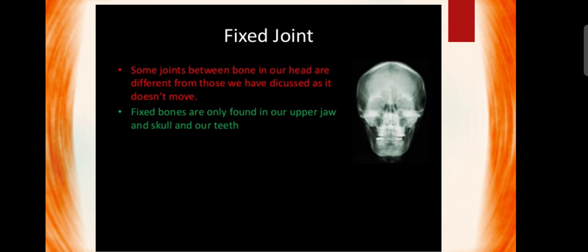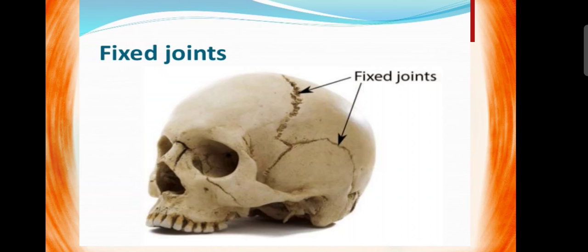Now the fixed joint. Some joints between bones in our head are different from those we have discussed, as they don't move. Fixed joints are found only in our skull and our teeth. So those joints are called fixed joints. You can see these are the fixed joints, which cannot move.